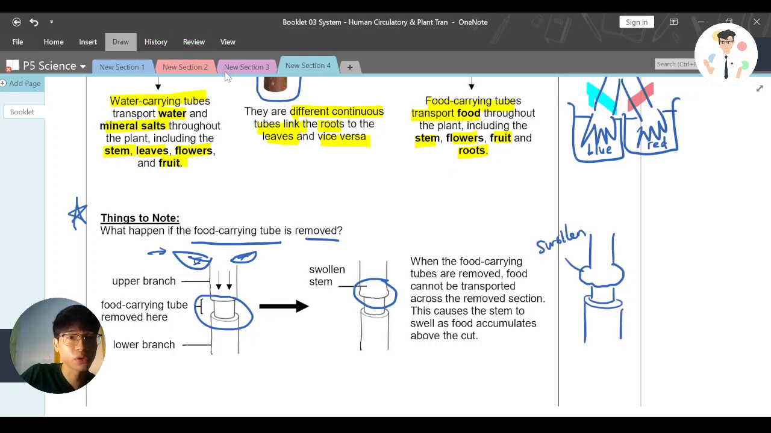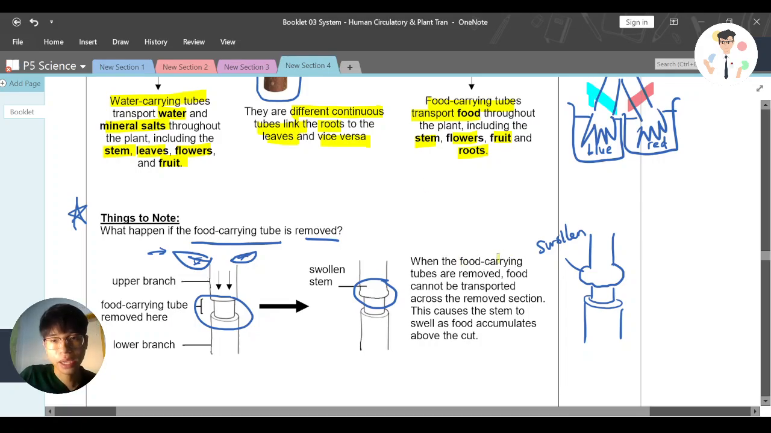Again, the explanation you have here is when food carrying tubes are removed, food cannot be transported across the removed section because it cannot go down. This causes them to swell as the food accumulates above the cuts. Again, food is stuck here.